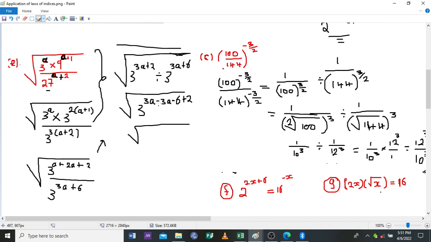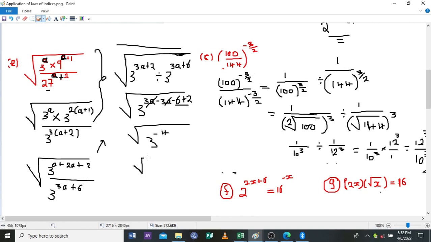Okay, now we see that this will give us a 0. Now negative 6 plus 2 there, this will give us negative 4. That's 3 raised to the power negative 4, sorry. This will be 3 raised to the power negative 4. Good. Now what does this mean?